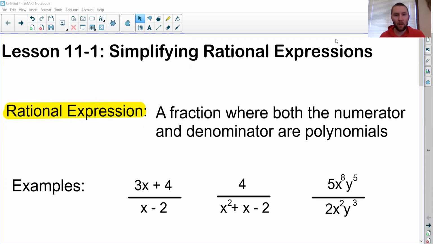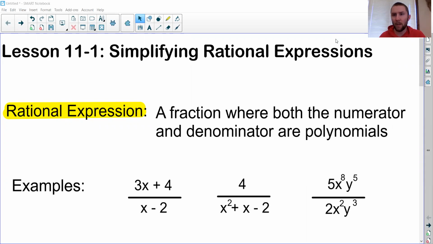In this video we're going to talk about something new. We're starting chapter 11, which is all about what we call rational expressions. These rational expressions are built upon polynomials, which we've been talking about since chapters 7, 8 and 9 particularly.